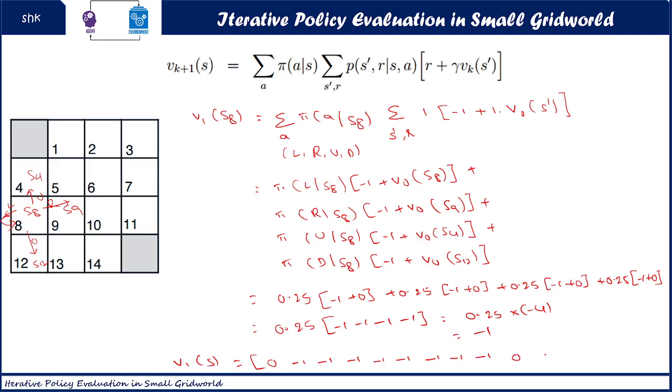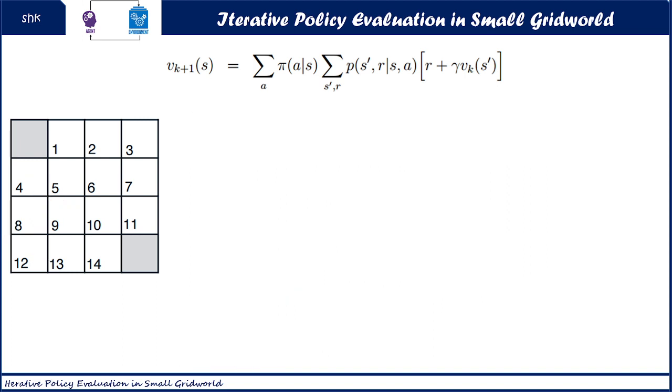The remaining states are not updated, so I am putting the previous values only, which are zeros. Now we go to the next state, which is state S9. Whatever calculation you did for S5, the same thing you can apply for S9; only the state transitions will change.